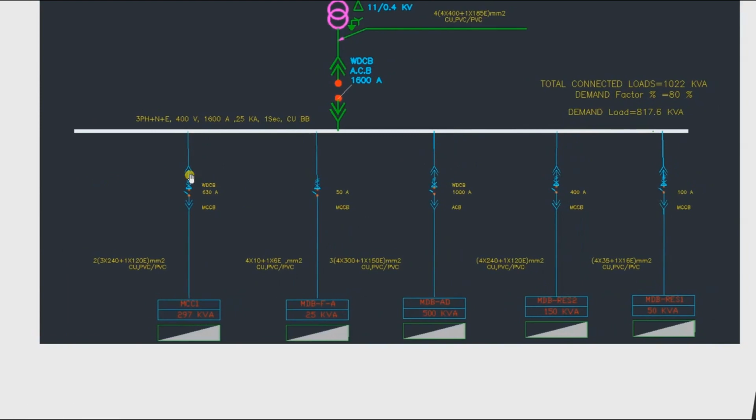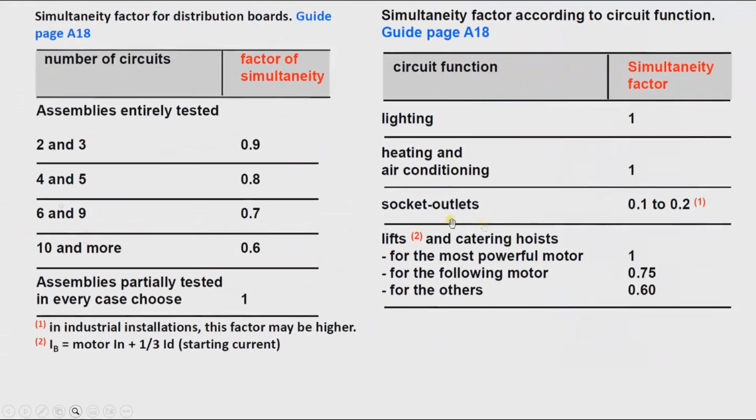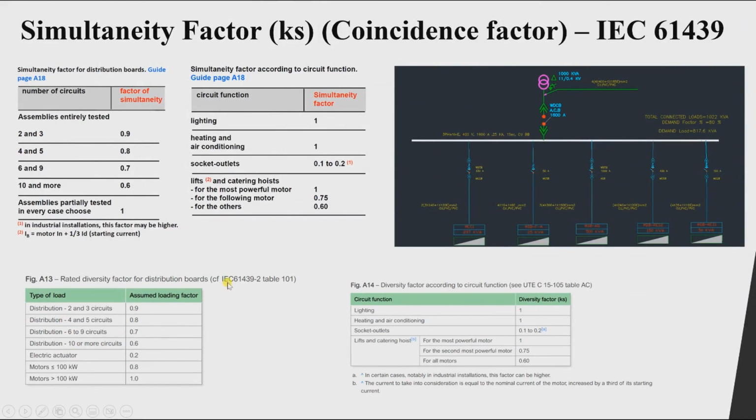This one represents the diversity factor or, to be more specific, the simultaneity factor. Now remember, there are some codes that consider these as the diversity factor, even though we know that the diversity factor is greater than 1. However, some codes confuse it and use it as less than 1. Now here is another one. You can see here from IEC, it's called the simultaneity factor, less than 1.